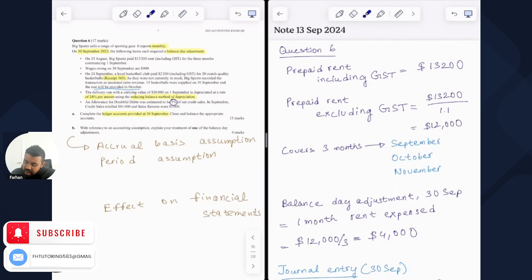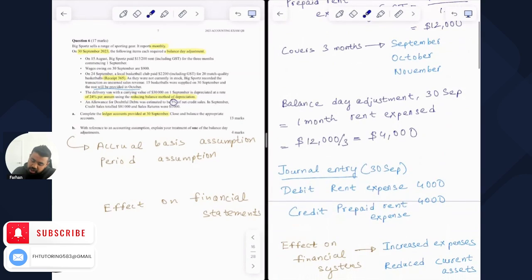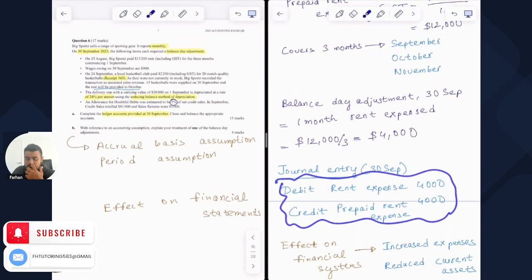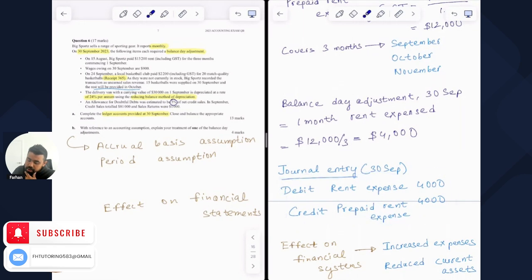Okay? And we did the journal entry and we understand that we are debiting rent expense by $4,000, which is increasing the total expenses for the business and therefore reduces the profit. And then we credit prepaid rent expense by $4,000, which reflects the economic benefit that we had within this current asset originally, and now we have to reduce it. So this is what you have to discuss in terms of the treatment of the balance sheet adjustments. Let's look into another one.